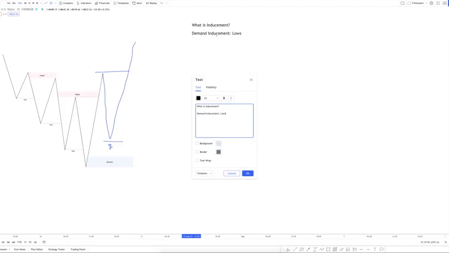We're going to say lows above a demand zone, and then supply inducement is always going to be highs below a supply zone. So we're going to go over both of these examples.